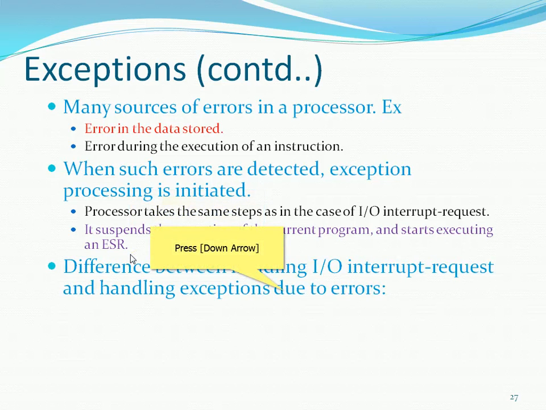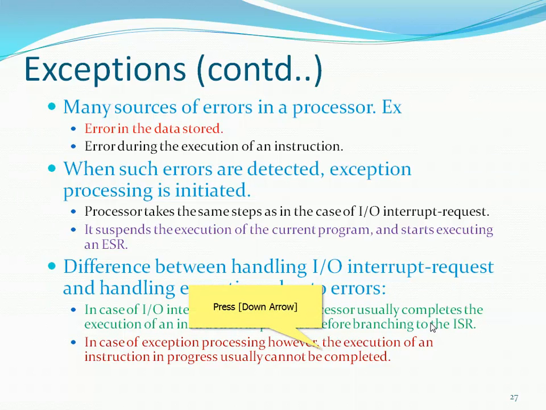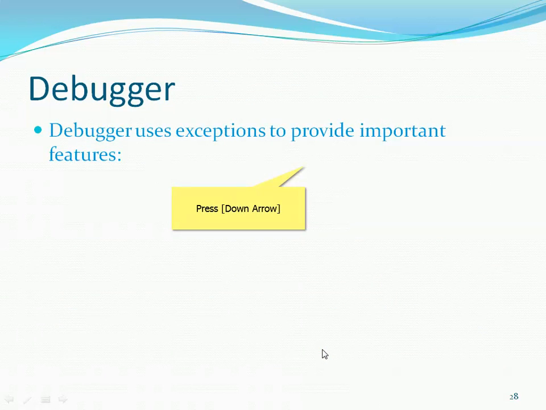The difference between handling IO interrupt requests and handling exceptions due to errors is this: in the case of an IO interrupt request, the processor usually completes the execution of the instruction in progress before branching to the ISR, the interrupt service routine. In the case of an exception, it may not be so. The instruction in progress usually cannot be completed; it is suspended in the middle also.